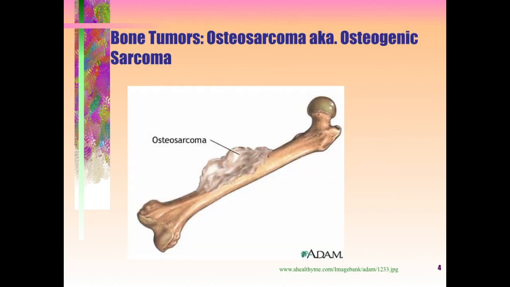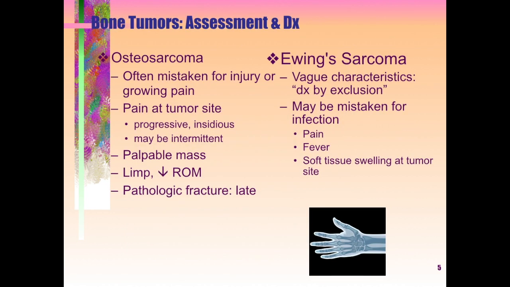This is a picture of what an osteosarcoma would look like. The osteosarcoma is the one that the kid's complaining of bone pain, and the adults are busy saying, you're just going through adolescence and you're going through the bone spurt. Just call those growing pains. The pain starts at the area that's affected, and it gets progressively worse, and it's a slow growing tumor. And it might be an intermittent pain, and it's not necessarily associated with activity.